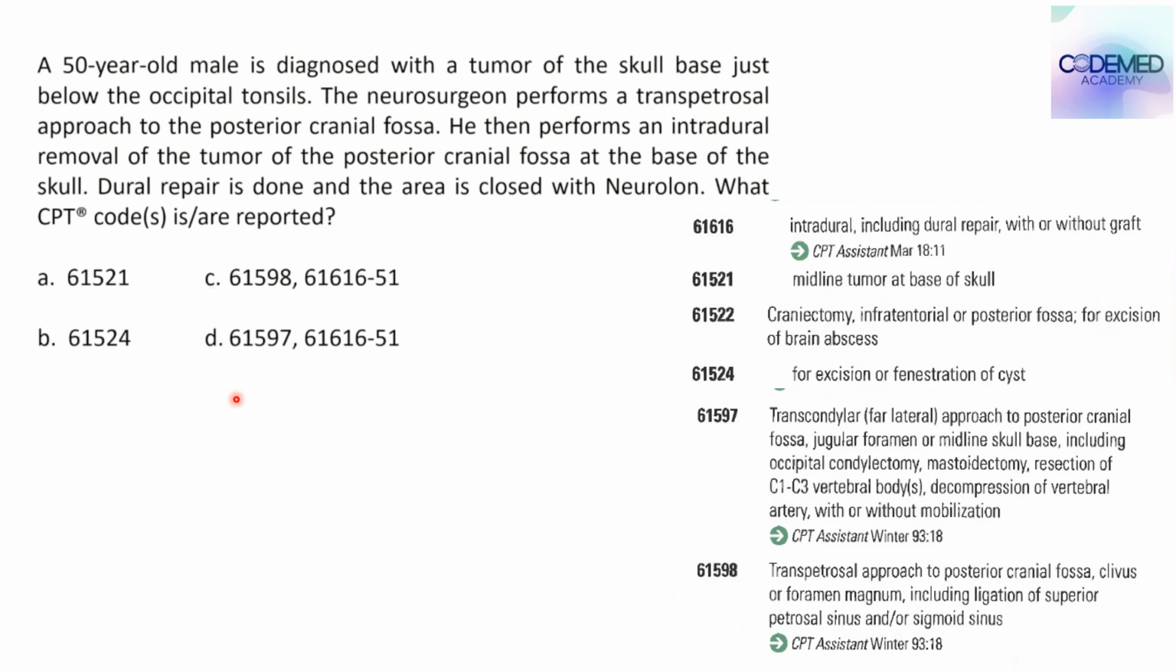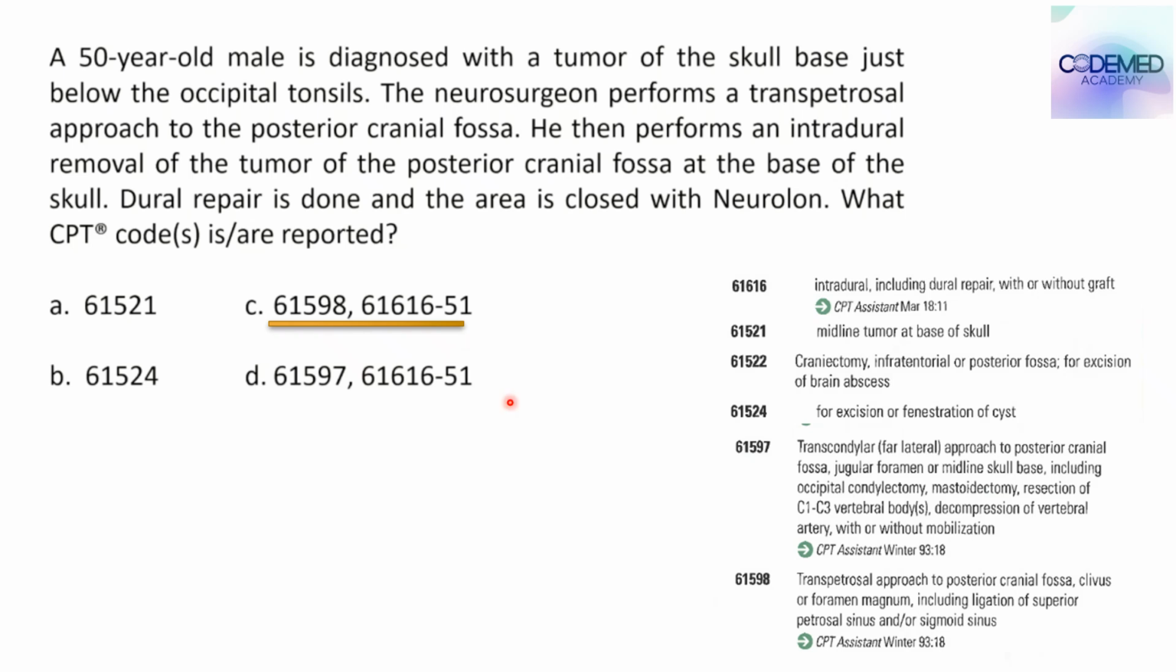And now between C and D, if you see the code 61616, that is a common code. So I'm not going to waste my time seeing what that code is, but I would always say that please read. It is intradural, including dural repair with or without graft. So this is for that. Now the first code will decide my answer. So what is it? It is a transcondylar and transpectoral approach. What is our approach? Ours is transpectoral approach. So what will be my answer? You tell me. So yes, C is the right answer, because here I can see the transpectoral approach, and I will require a modifier 51.